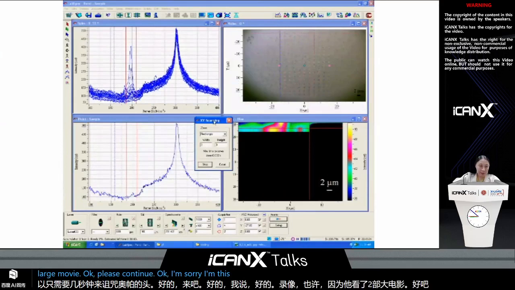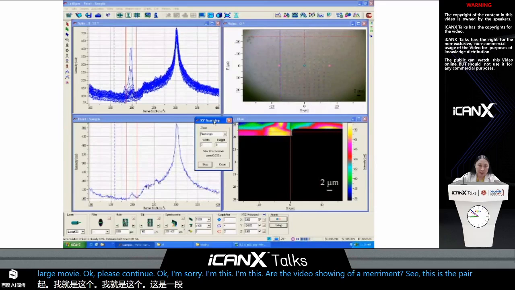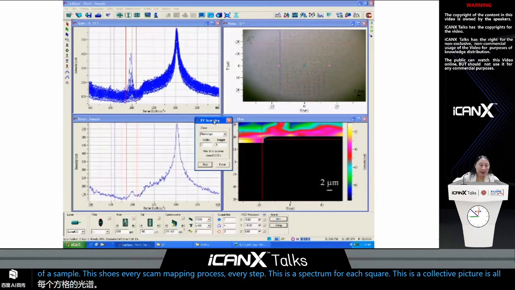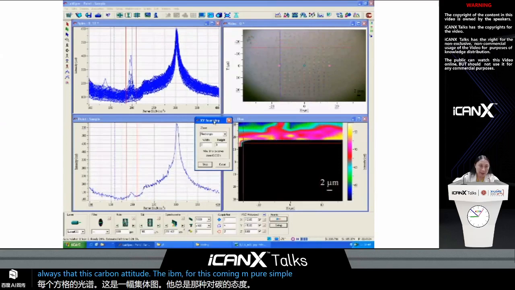This is a video showing our measurement. See, this is the panorama of a sample. This shows every scan mapping process. Every scan, this is a spectrum for each scan. This is a collective spectra. It's obvious that for this carbon nanotube sample, all the RBMs are very concentrated on this 197.